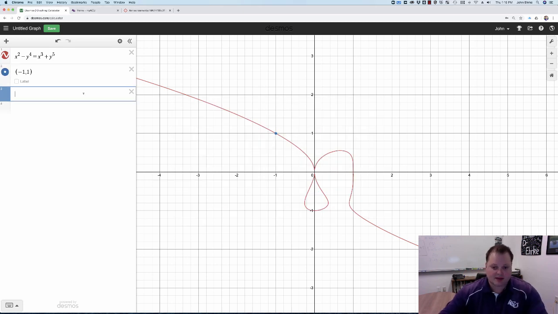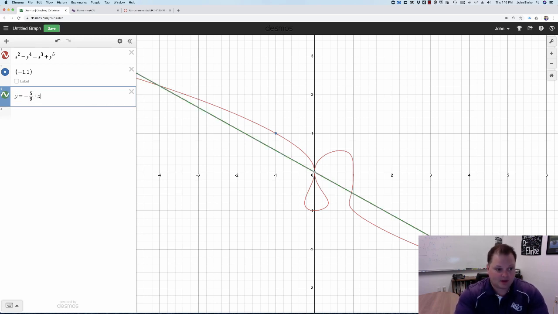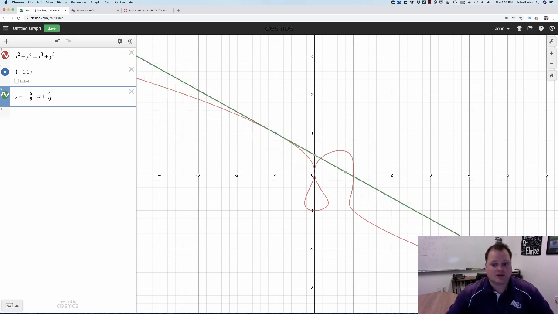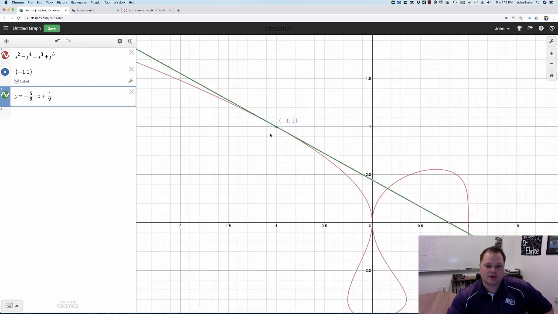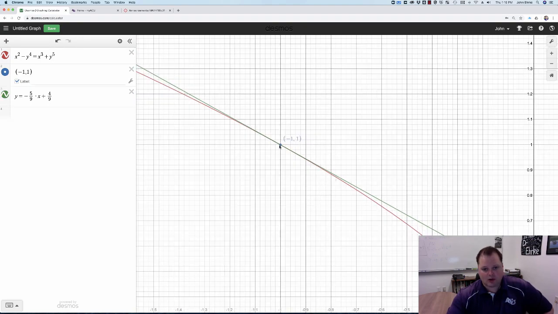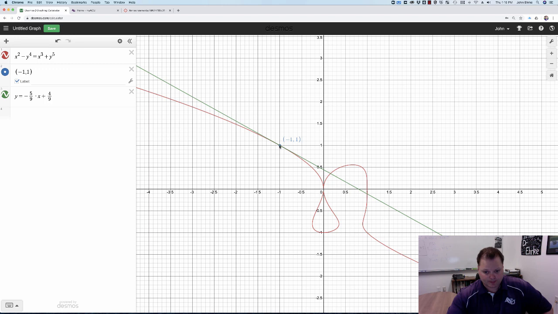So let's plot that tangent line. The tangent line that we came up with was y equals negative 5/9 times x plus 4/9. And what you'll notice is at the point (1, -1), label it real quick, the green line here that we found is indeed the tangent line. You can see how it touches the curve at exactly 1 point.